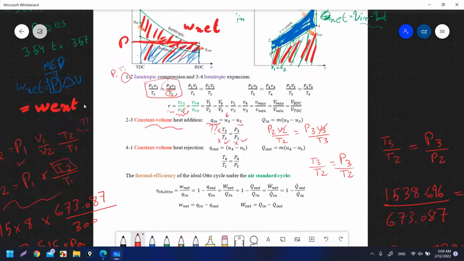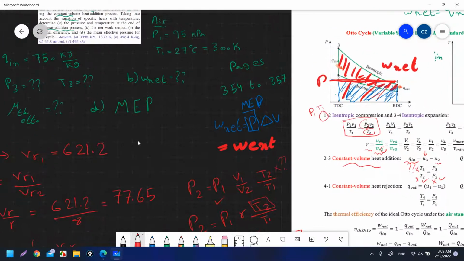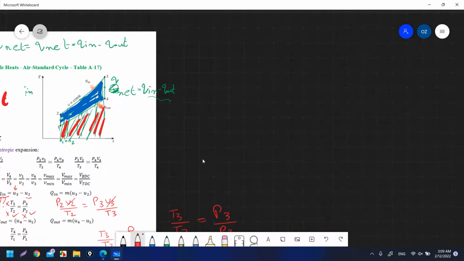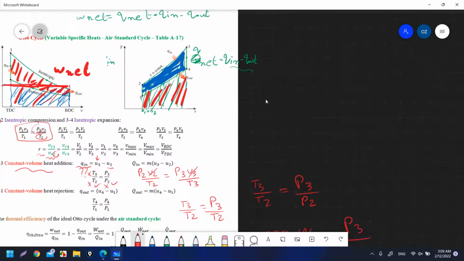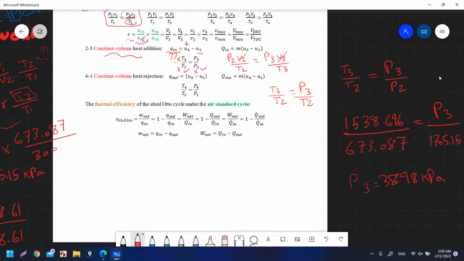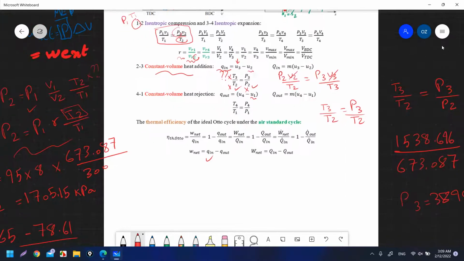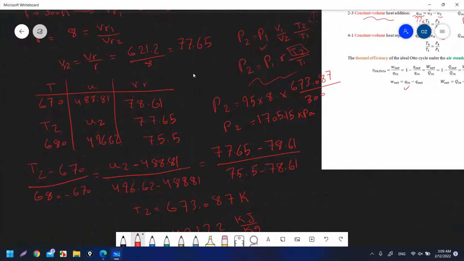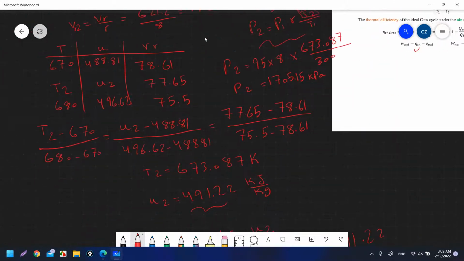What about part B? Part B was the net work. Let's find the net work, which we said is Qn minus Q out. What is the equation for W net? Qn minus Q out. Qn is given in the question. It is 750 kilojoule per kilogram. For Q out, I have U1, right? I got U1 somewhere here.